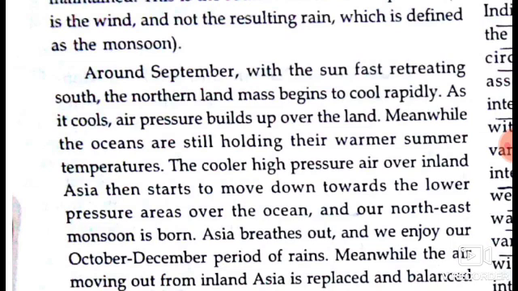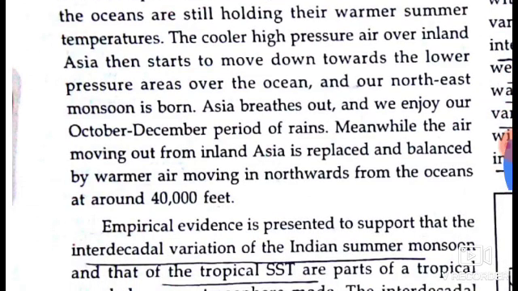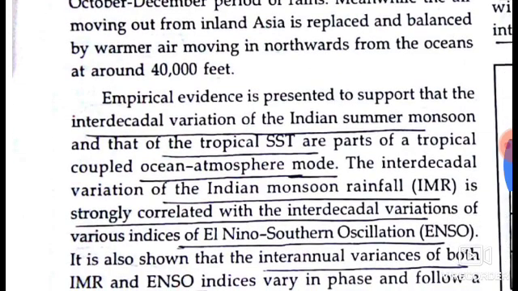The cooler high pressure of air over inland Asia then starts to move down towards the lower pressure areas of the ocean, and our northeast monsoon is born. Asia breathes out, and we enjoy our October-December period of rains. Meanwhile, the air moving out from inland Asia is replaced by warmer air moving in northwards from the ocean at around 40,000 feet.